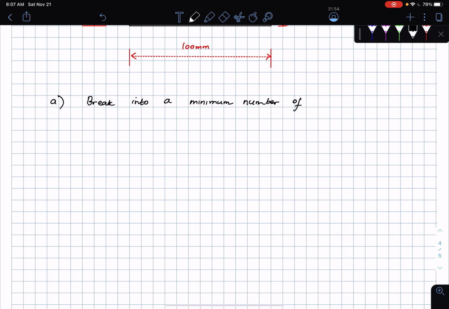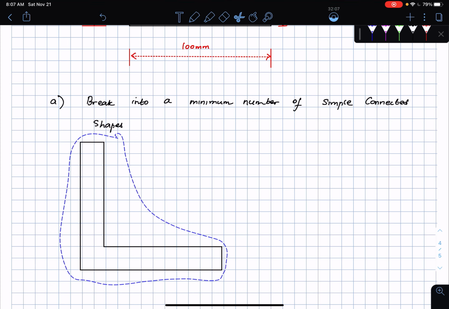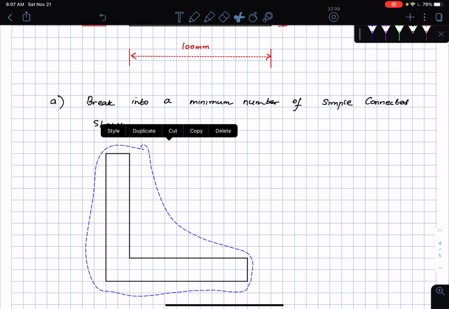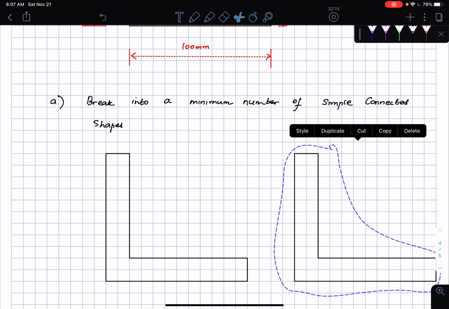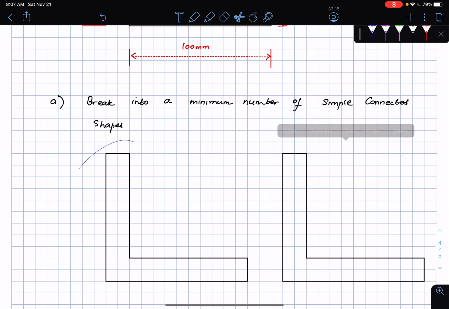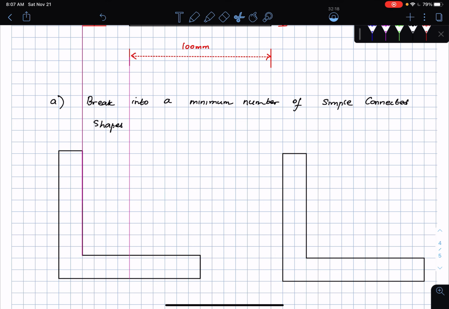Minimum number of simple shapes. If I do this, then there are a couple of ways in which I can do this. I can either do it this way. Now look at this, I'm going to draw both the ways. Need to adjust this. Move this guy a little down here.